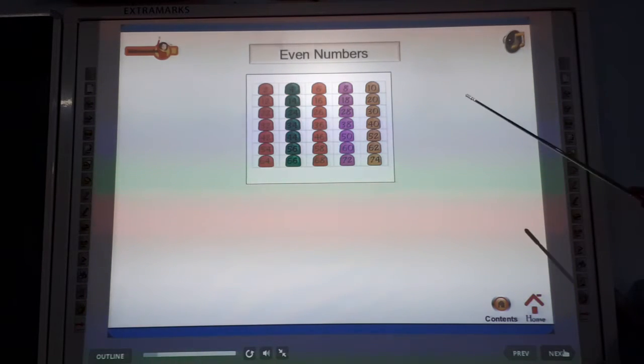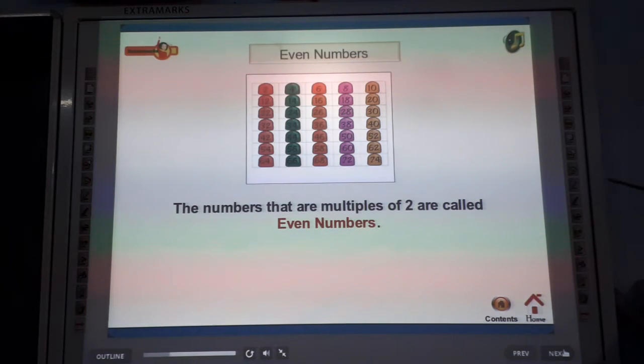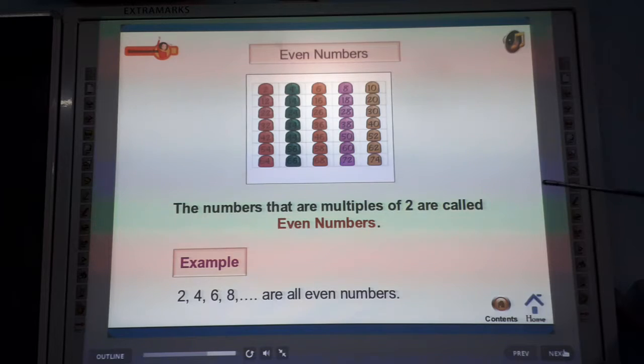Now next is even numbers. The numbers that are multiples of 2 are called even numbers. Look at this. For example, 2, 4, 6, 8 and so on are all even numbers. Okay, student, look at this. Show the diagram. For example, 2, 4, 6, 8 and so on are all the even numbers. Okay.